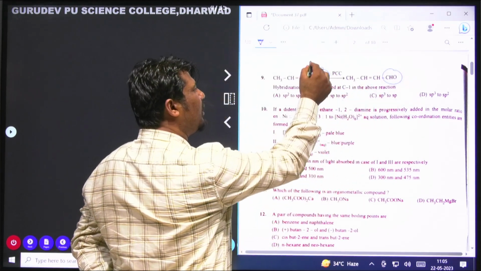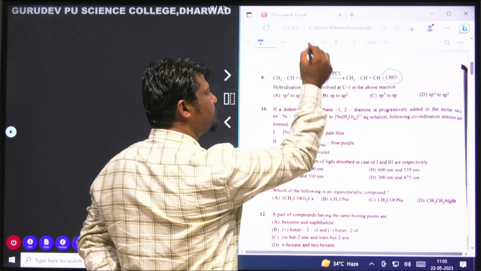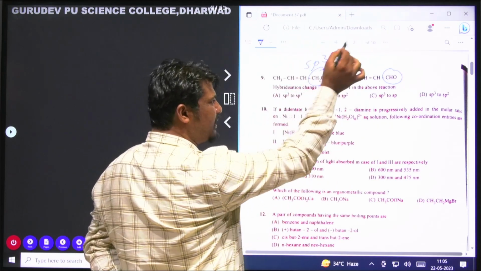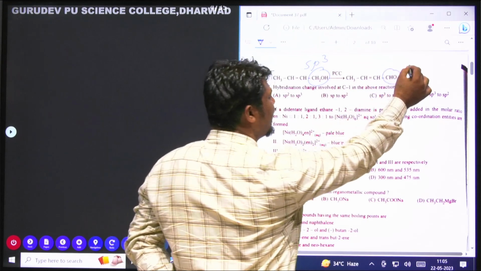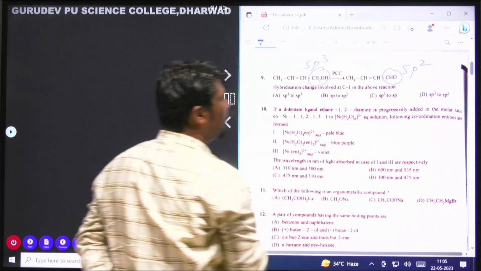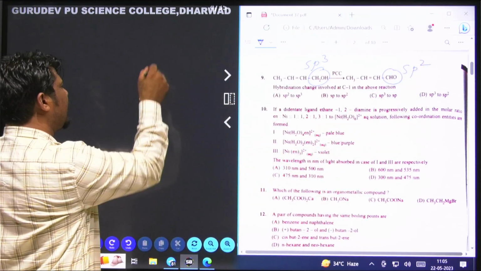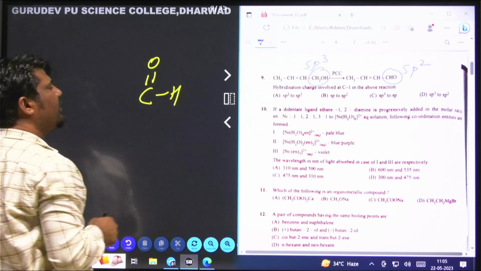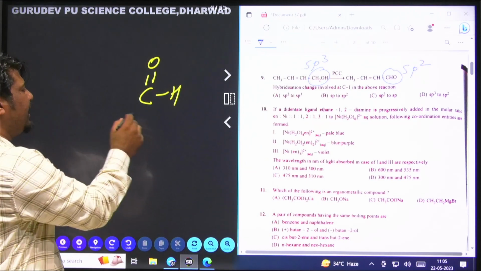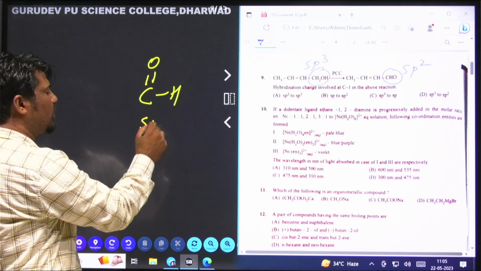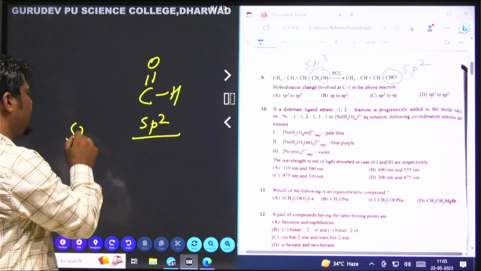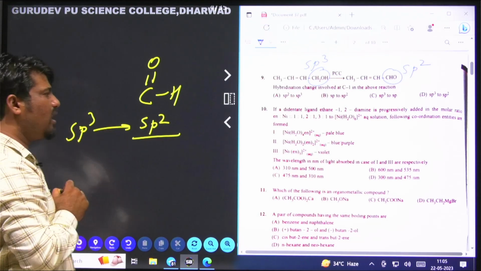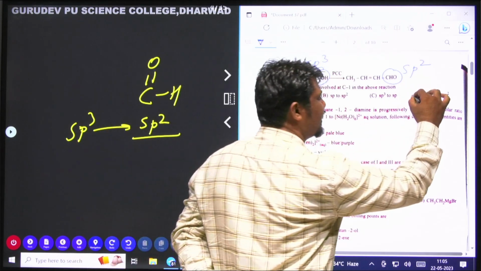In alcohol, the hybridization of the carbon is sp3. When it reacts with PCC, it becomes aldehyde. In aldehyde, it becomes sp2 hybridization, because in aldehyde the carbon makes a double bond with oxygen. As a result, alcohol is converted into aldehyde, and sp3 is converted into sp2. So the right answer is D.